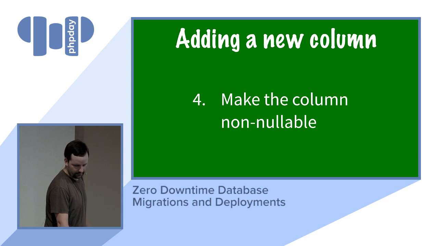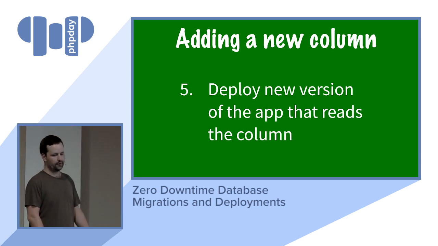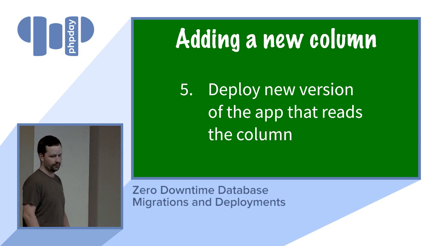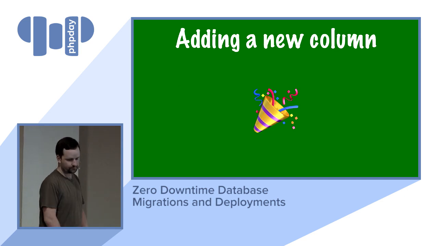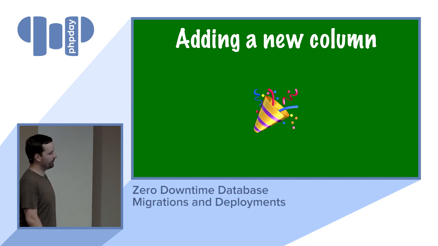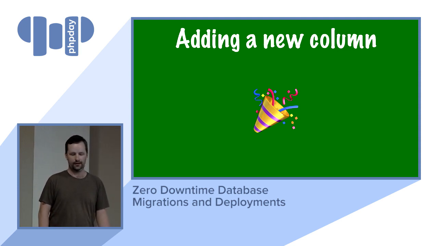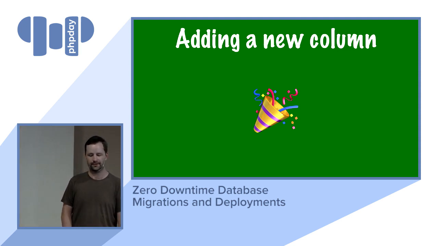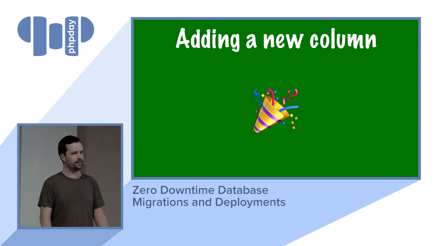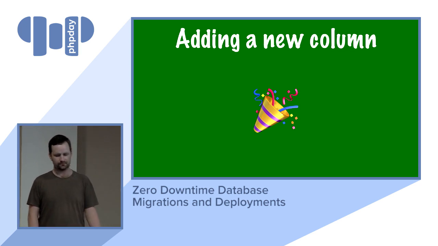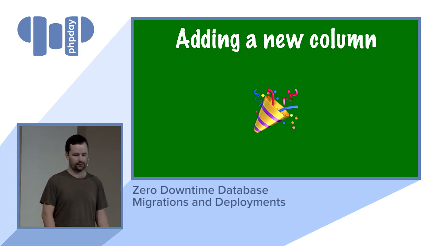And once we have that, we can deploy a new version of the application that reads the column, and we are finished. Okay, so there's a little bit of a paradox, because in order to have zero downtime migrations, we have to deploy more often. As you can see, this is a multi-step approach, and you will be deploying many times a day once you adopt this workflow.